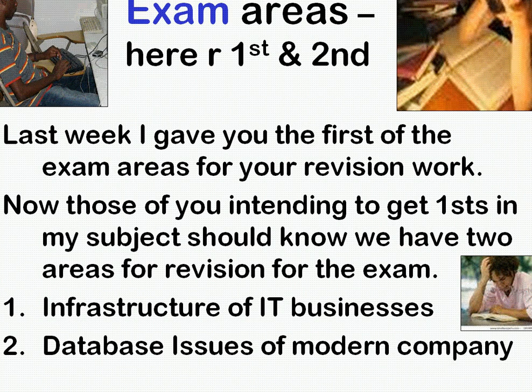Okay, here are the exam areas. I've told you that there are going to be 5 areas in the examination. Well, you were suggesting there would be 4, and you could choose 2 questions out of it. I'm suggesting there ought to be 5, and you can still choose 2 questions out of it. Here are the 2 subjects: infrastructure of IT businesses and database issues of a modern company.